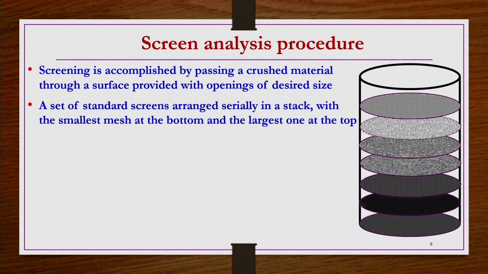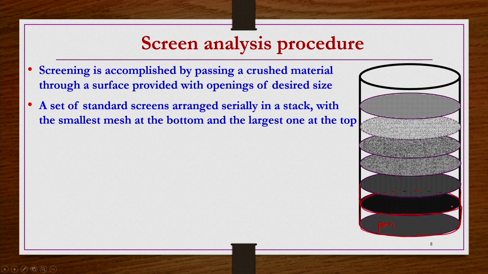Now, the bottommost one is a kind of pan which does not have any opening, right. Whatever the finest material is, that will be collected here. That will not pass through. Then on this pan we will have a metal pan having a certain opening like this, that will be arranged.